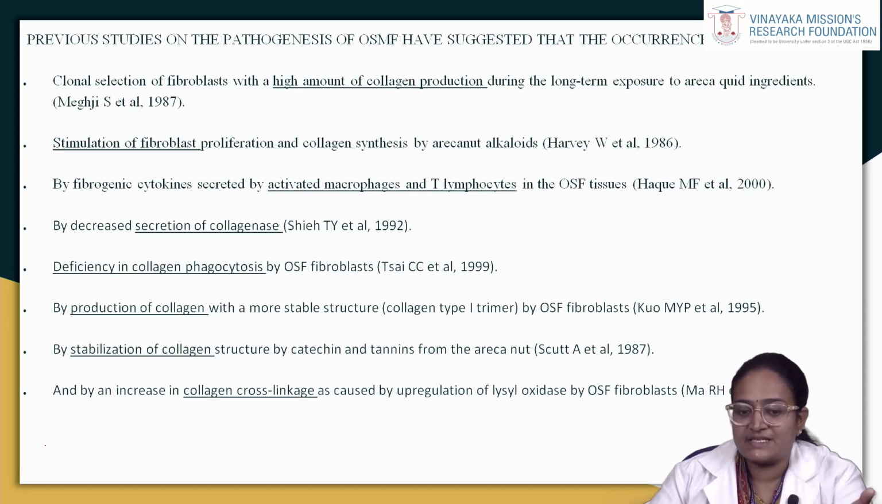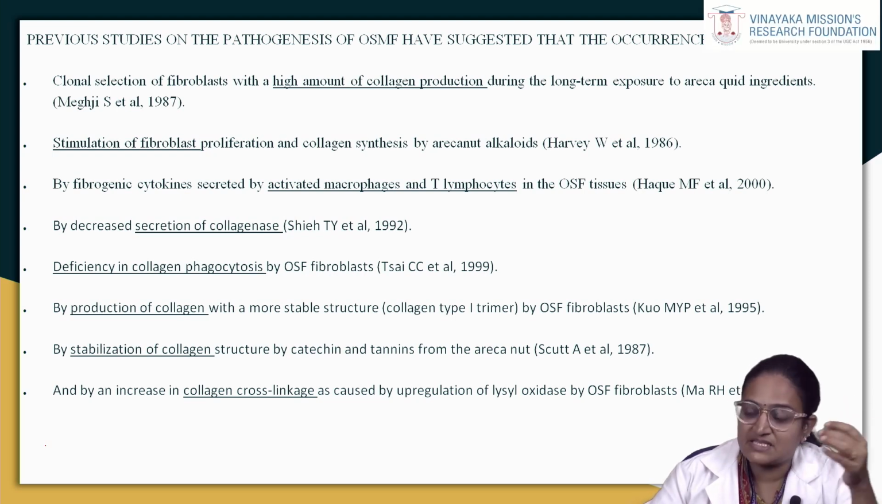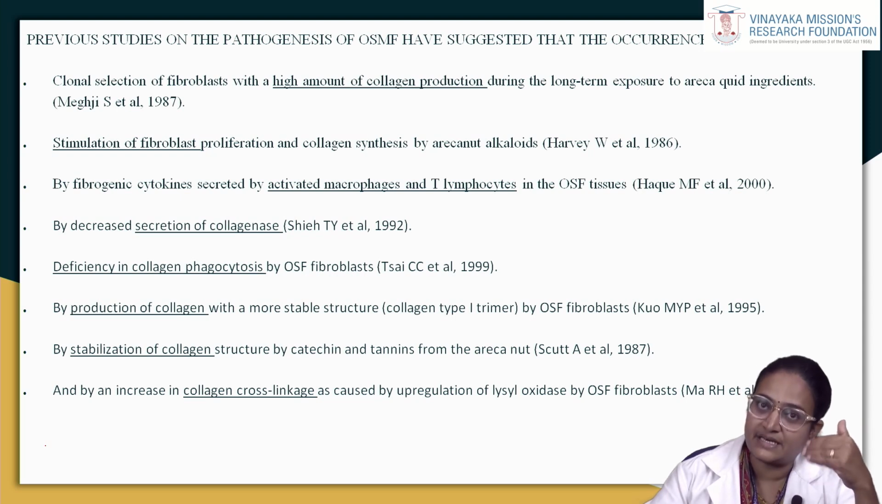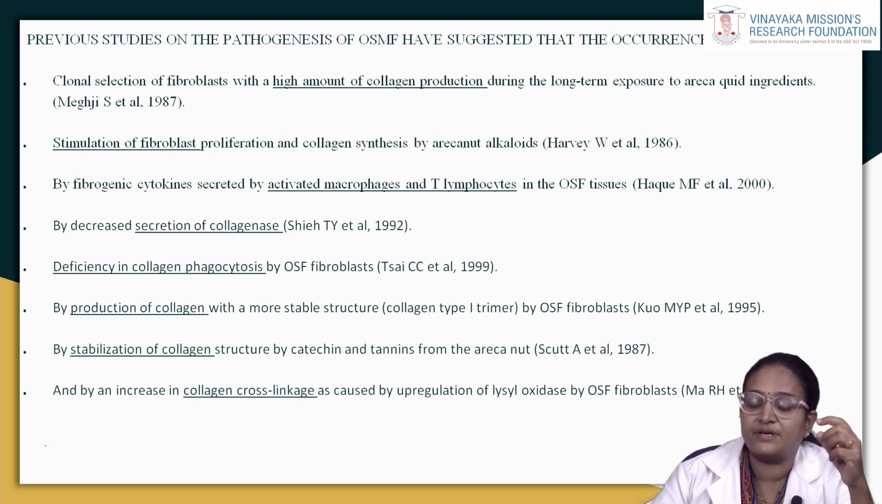Coming to the pathogenesis, now let us understand how the fibrosis develops. Normally collagen synthesis and collagen degradation remain balanced, and in OSMF this balance is disturbed. The areca nut stimulates the fibroblasts. The fibroblasts produce excessive collagen. At the same time, collagen degradation decreases because collagenase activity is reduced.